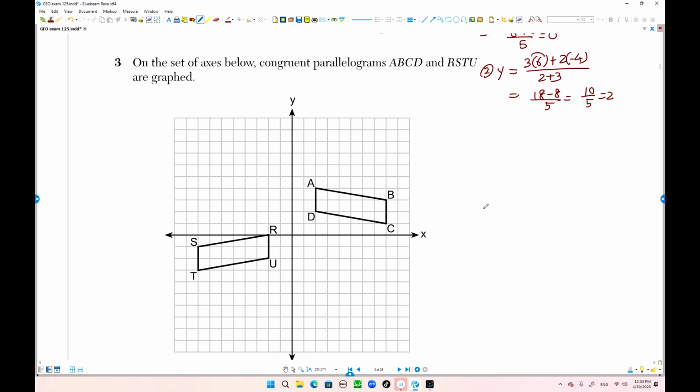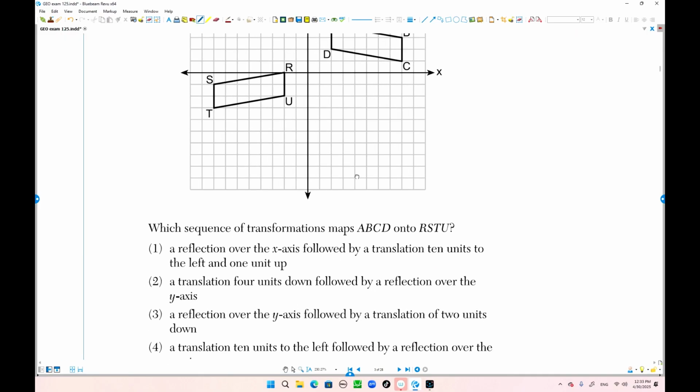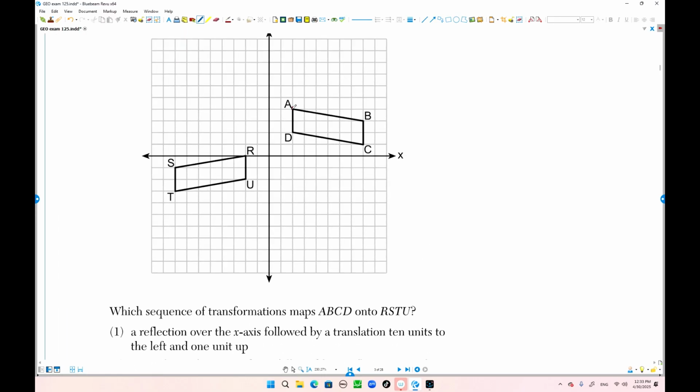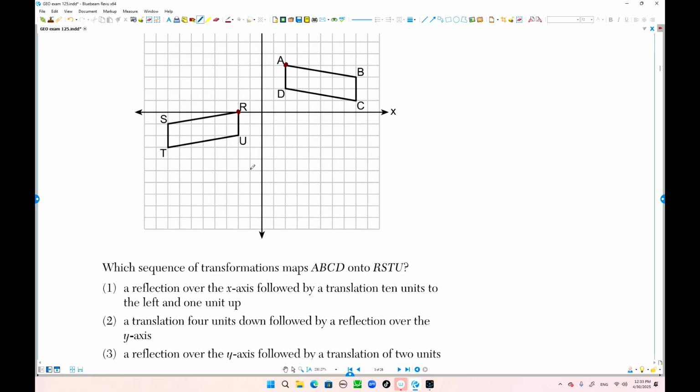A, B, C, D and R, S, T, U. So these are the corresponding points: B to S, C to T, something like that. So we have a transformation from A, B, C, D to R, S, T, U. This is A, and the corresponding point is R, not S. You have to be careful, right? So which transformation is true? We have to find out. The easiest way is to choose one of these points. I'm going to choose A, whose corresponding point is R.